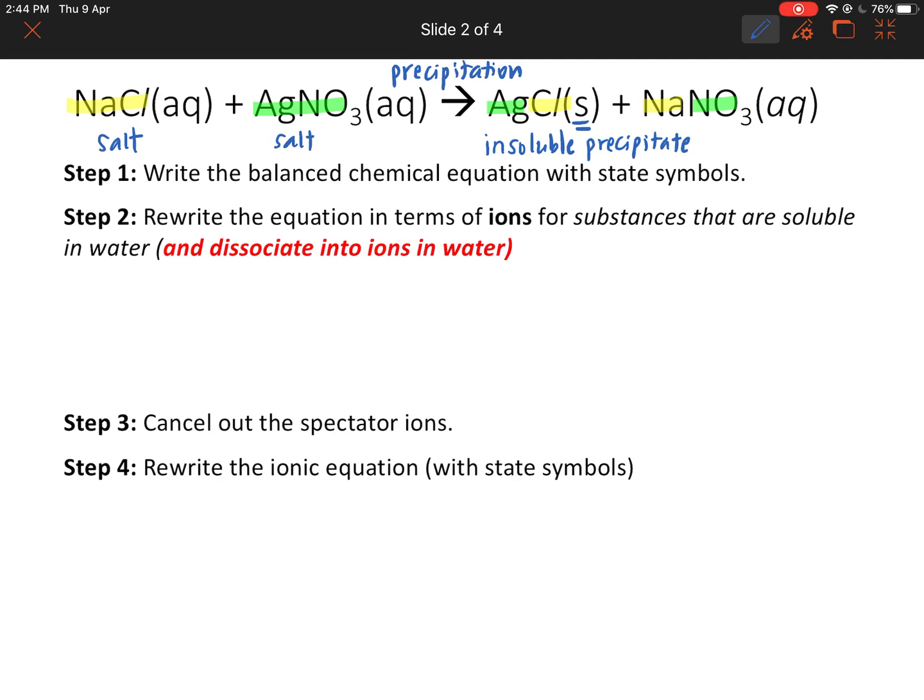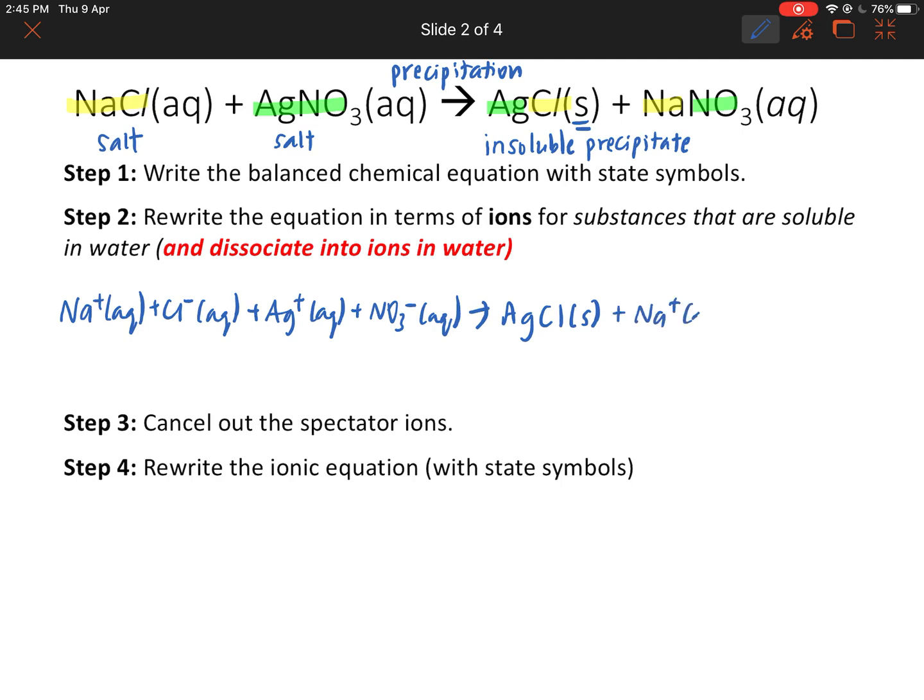So let's go on to write the ionic equation. We are going to rewrite the equation in terms of ions. Sodium chloride is a soluble salt, so I can rewrite in terms of the ions. Same thing for silver nitrate. But when I go to silver chloride, it's solid state. It does not exist as ions. It's insoluble in water. So I leave it as silver chloride. And then I write the ions out for sodium nitrate.